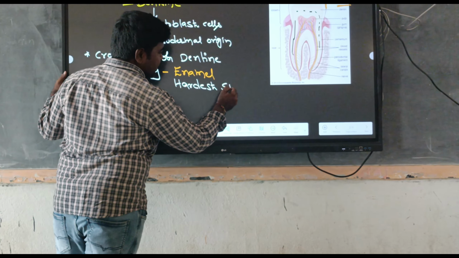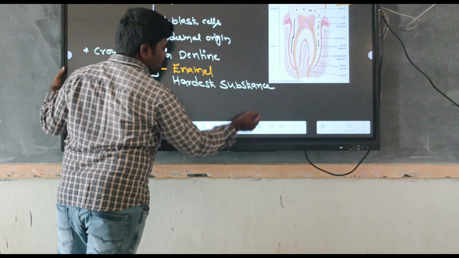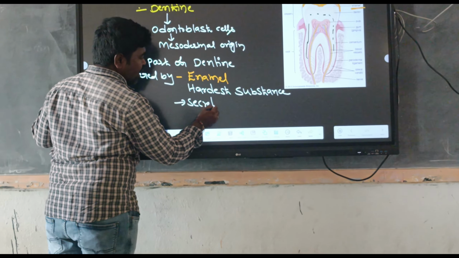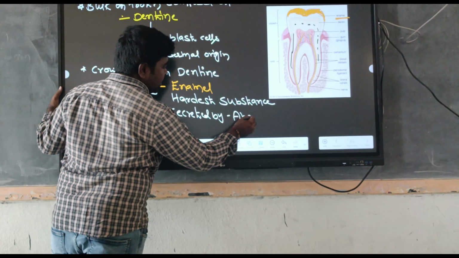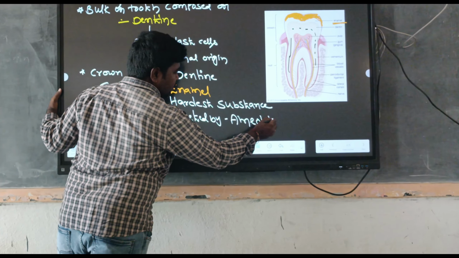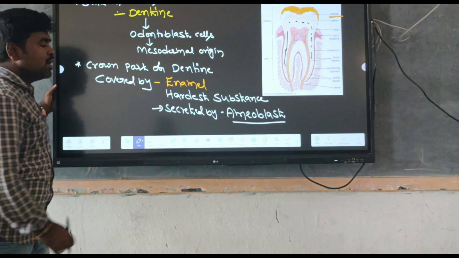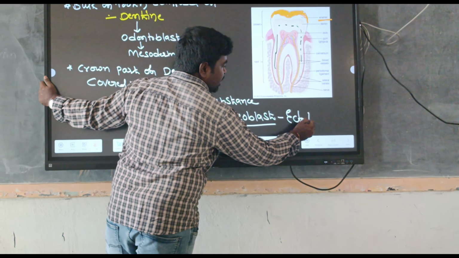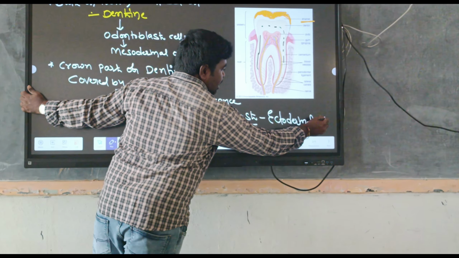It is the hardest substance in the human body. At the same time, the enamel is secreted by which cells here? Ameloblast cells. These ameloblast cells are ectodermal in origin.